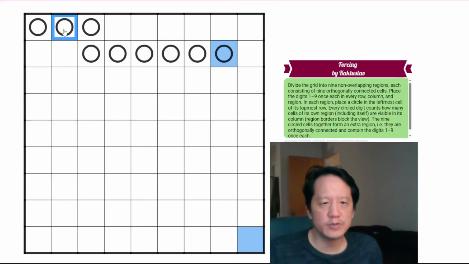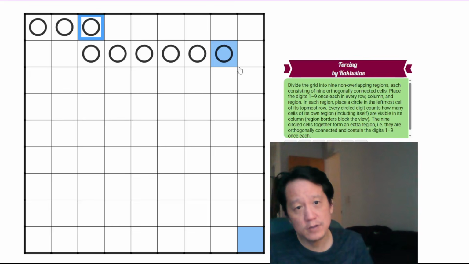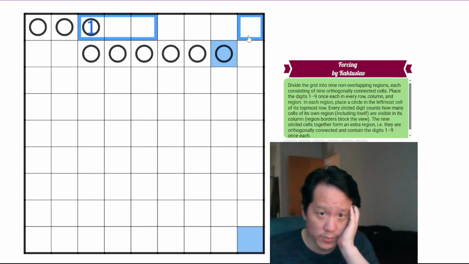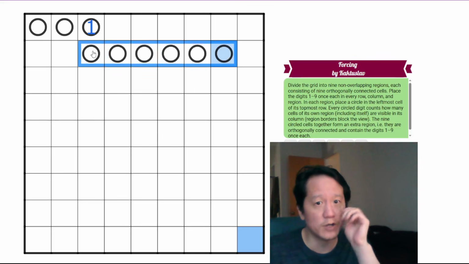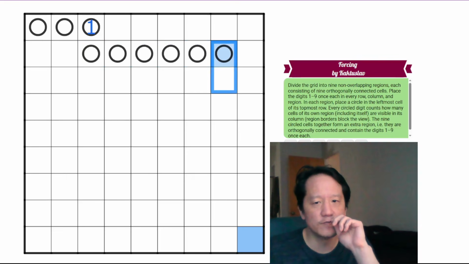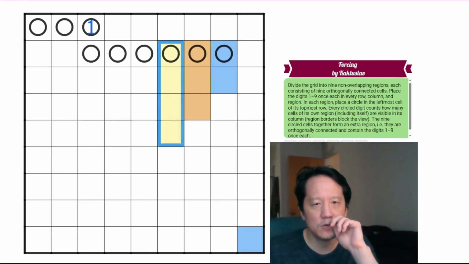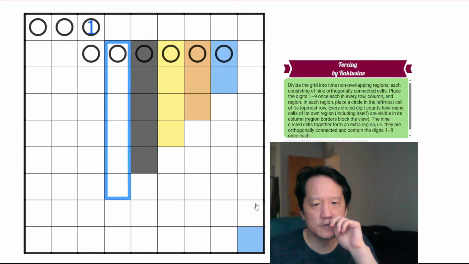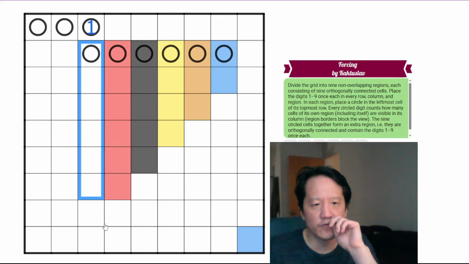This obviously has to be longer than this. This is 1. So this is 1 going that way. So none of these can be 1. So this must be at least 2. So we have 2 going there. Then 3 going here. Then 4 going here. 5. 6. 7.